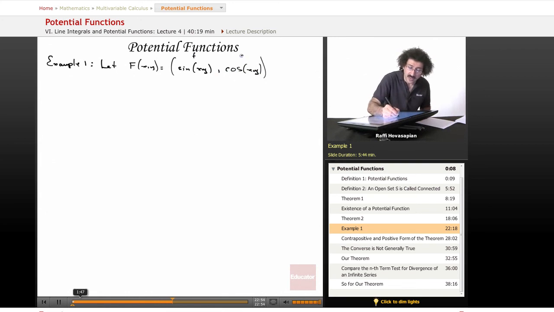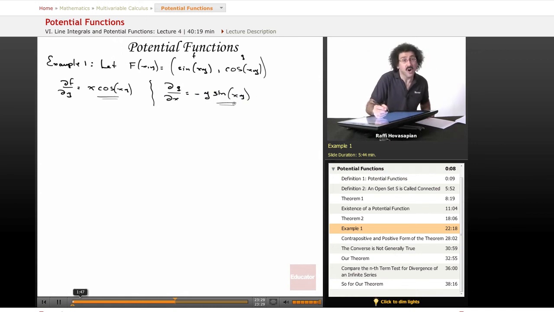So this is our f and this is our g. Well, let's go ahead and find df dy and dg dx. So df dy is equal to x times the cosine of xy, and dg dx is equal to negative y times the sine of xy. Well, this and this are not equal, therefore there does not exist a potential function. In other words, this vector field does not have a potential function.